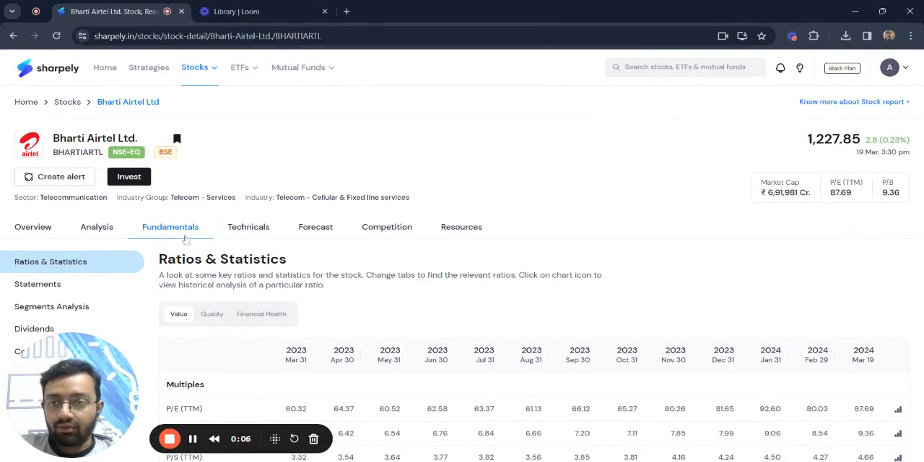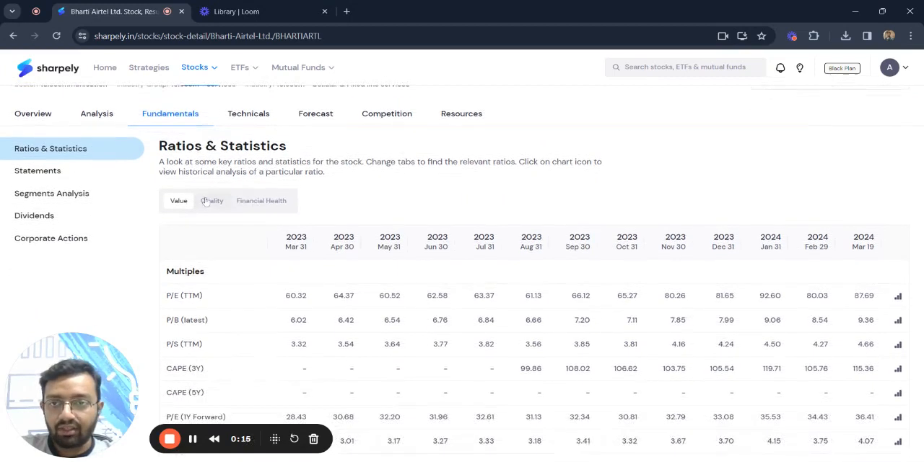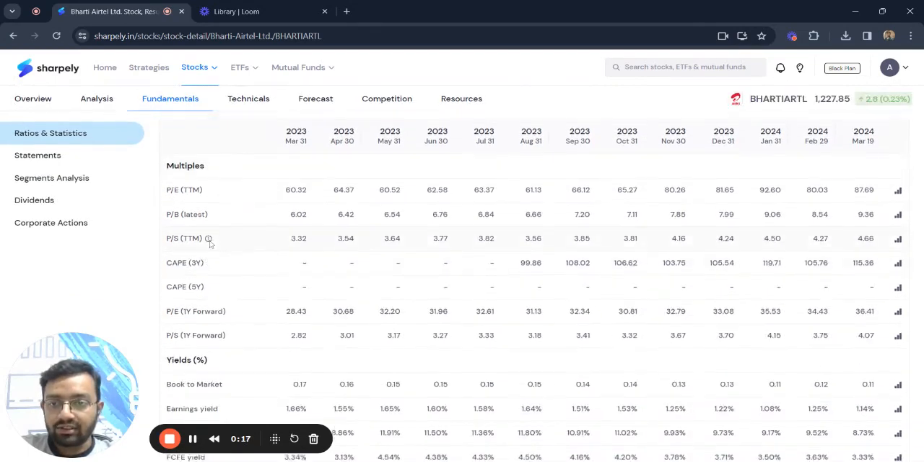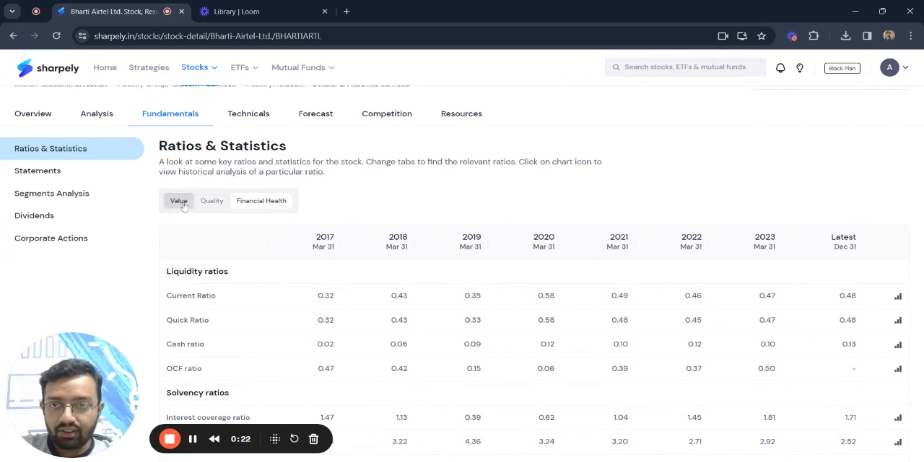And in this video, we will focus on the fundamentals section. Now, again, this section is divided into five parts, and the first one is ratio and statistics. In this part, we provide ratios and statistics of three key factors: value, quality, and financial health.